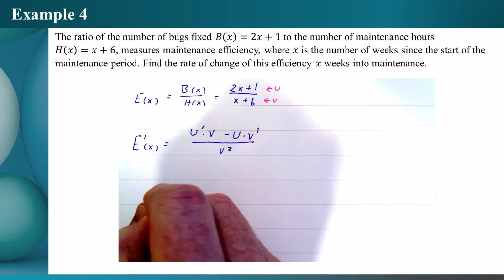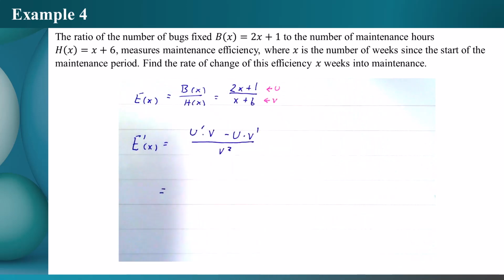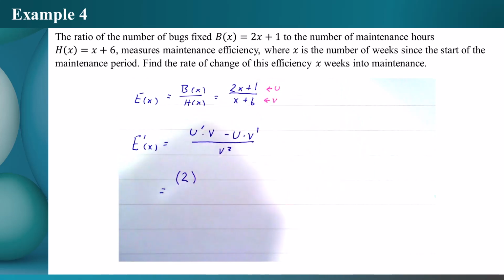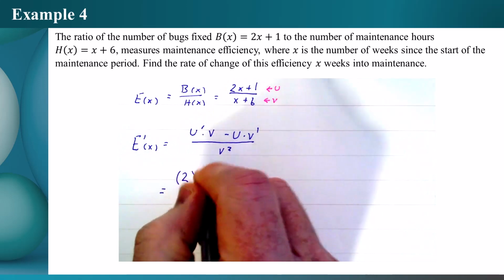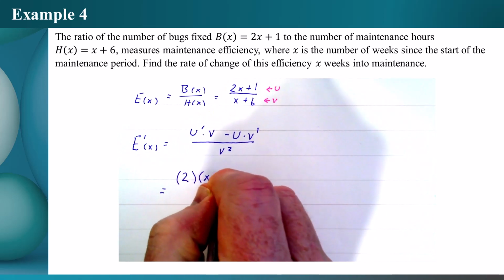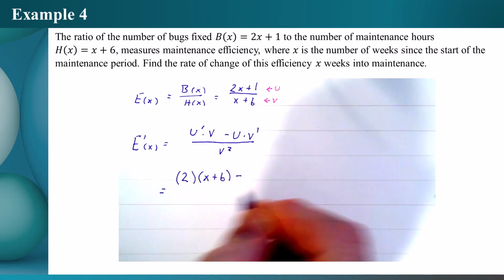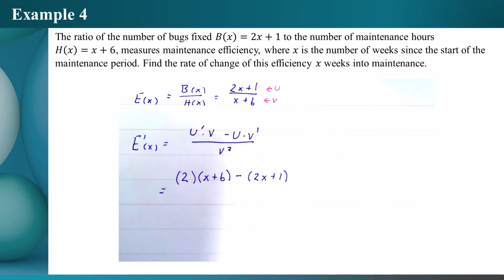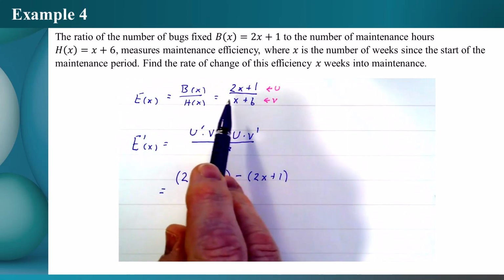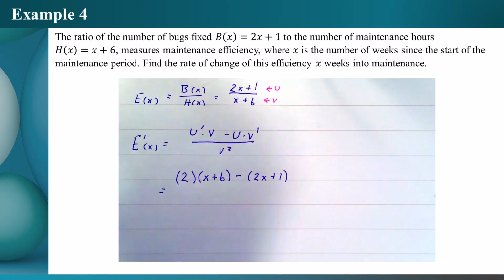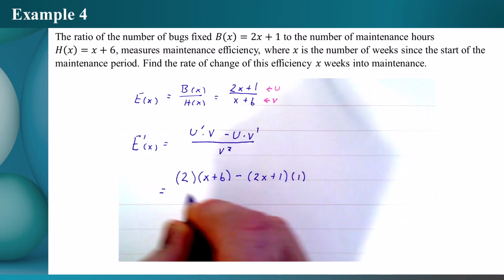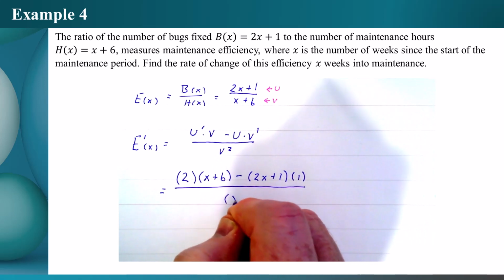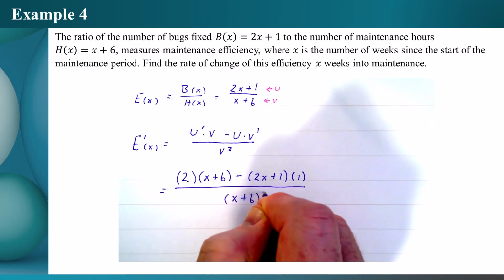So, okay, let's see. U prime, that would be the derivative of the top. It looks like u prime would just be 2. And that's being multiplied by v, which is just x plus 6. We're going to subtract u, which is 2x plus 1, times v prime, and if v equals x plus 6, then v prime will just be 1. And all of that goes over v squared. So that all goes over x plus 6 squared.